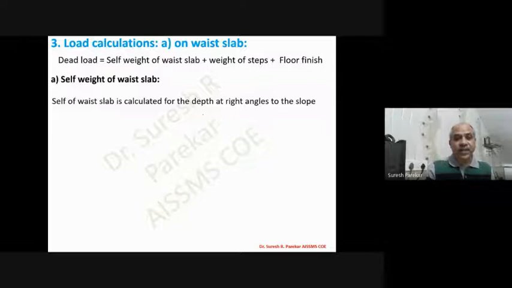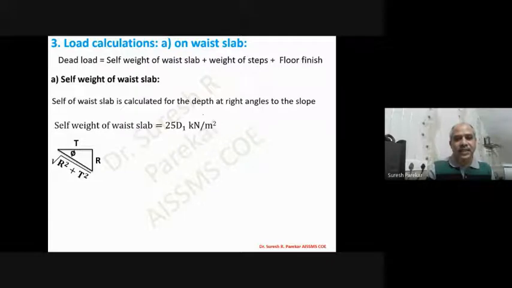Now, self weight of waist slab is calculated for the depth at right angles to the slope, because we know that depth, which is capital D. So now we have self weight of waist slab 25 D1. Now D1 we have, that is vertical depth of the waist slab. Now you can see this. We have this as a step T R. This is my value of phi, that is pitch. And then we have root of R square plus T square. We will get cos phi from this.